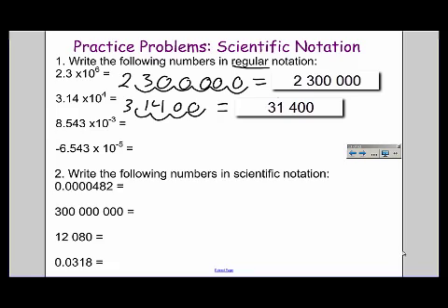We take our 8.543 times 10 to the negative 3, but instead of moving our decimal to make this number larger, we're going to move it to make it smaller. And we're moving it 3 spots because that's what our exponent says.